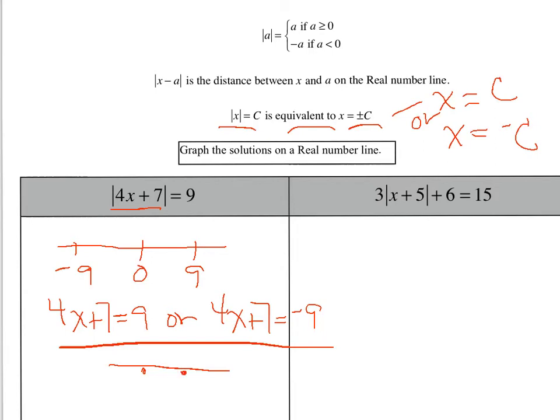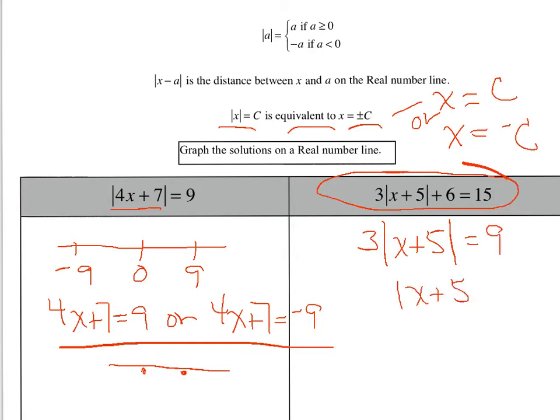Okay, this next equation is just not in standard form. So let's do that. We first have to subtract 6. So we'll have 3 times the absolute value of x plus 5 is equal to 9. And then we divide by 3. So we get the absolute value of x plus 5 is equal to 3. And so now it's in the standard form, and it's just like this problem over here, so I'll just let you work that one and finish that off.